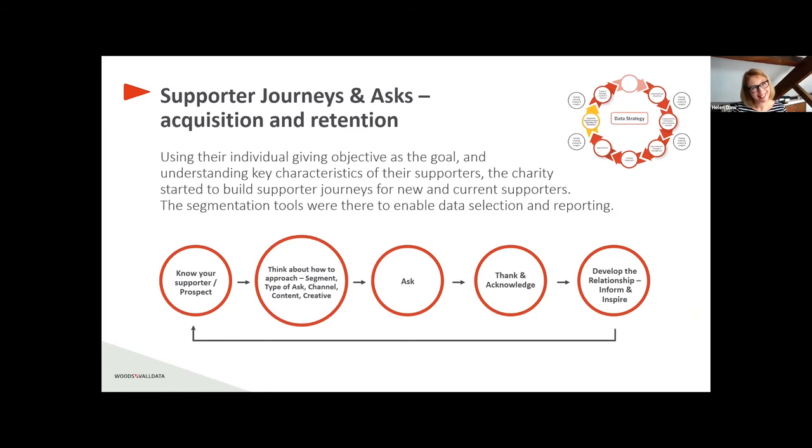You can thank them and acknowledge them and understand if that works and whether that's a good thing to do. And you can also think about non-financial asks and when to share information on what their income to you has helped you achieve, and what works and what doesn't in developing a lifetime value, a lifetime relationship with this supporter.